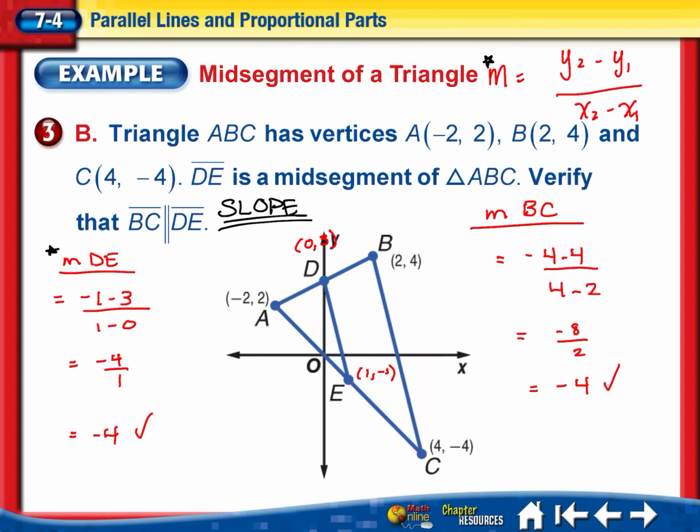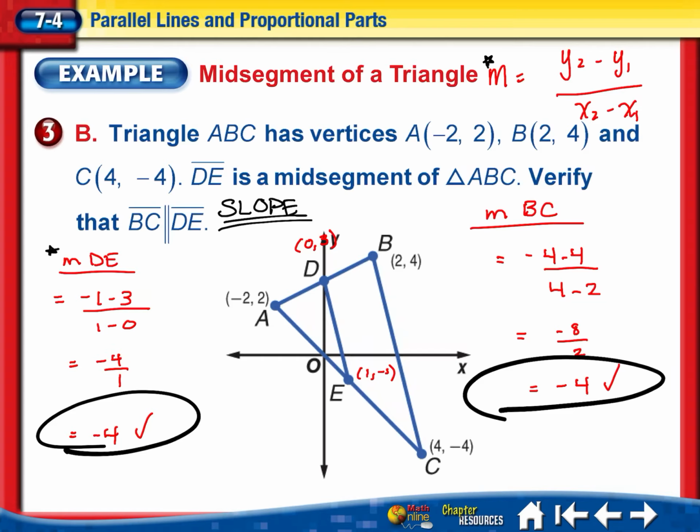For B to C, and again, my slope formula is up here. It's also on your formula sheet. The slope for B to C, we had to take -4 minus 4 all over 4 minus 2. We simplified that. We got -4 as well. So showing that those two slopes are the same is verifying that they are parallel.